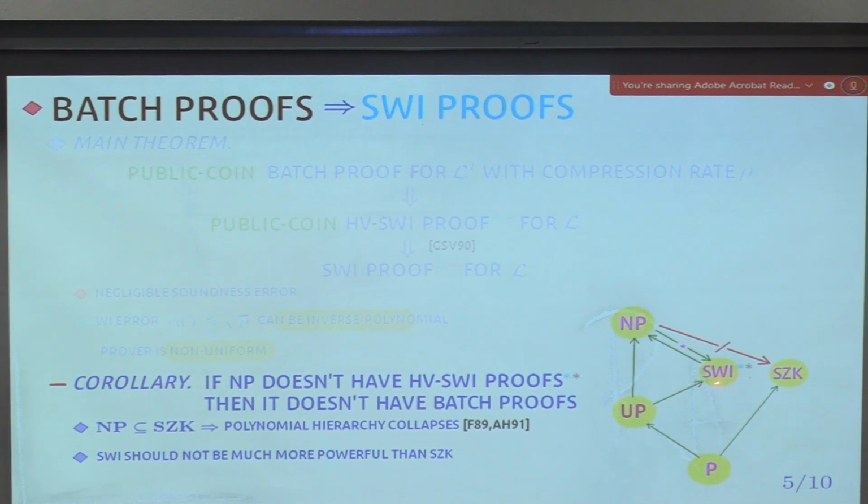And we believe that SWI is not much stronger than SZK. And so if NP is contained in SWI, then there's probably something going wrong with it. So you can interpret this result as saying that NP is unlikely to have batch proofs, for this reason to do with SZK.